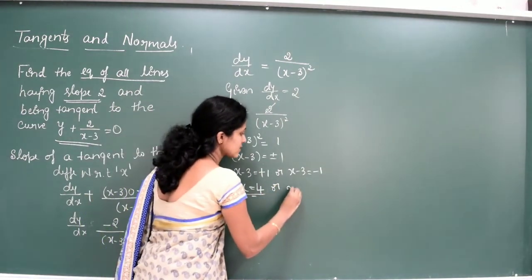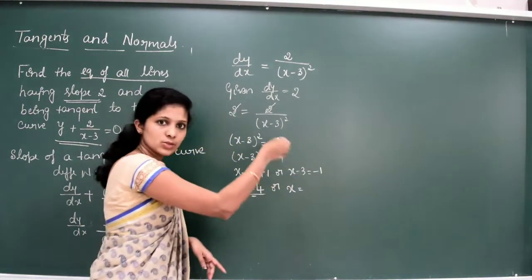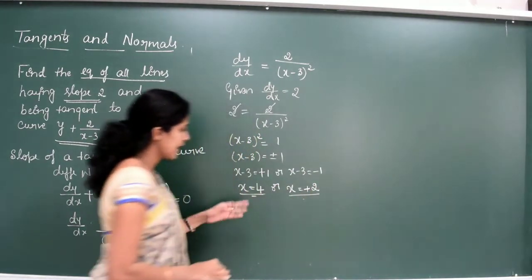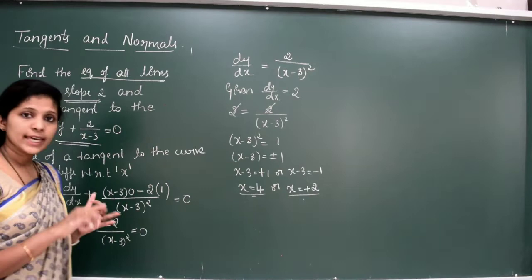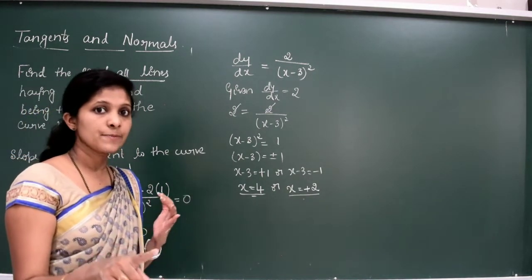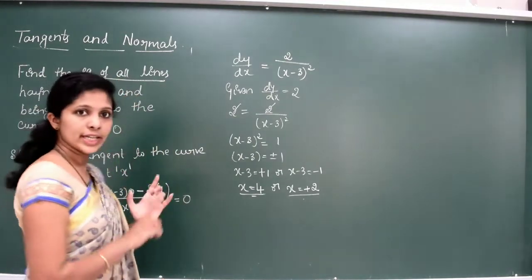Or the value x is equal to minus 1 plus 2, plus 3. Answer will be plus 2. We got the value of x. You have to find the equation of a tangent line. To find the equation of a tangent line, we need to find the slope. Already slope is given. It is 2.